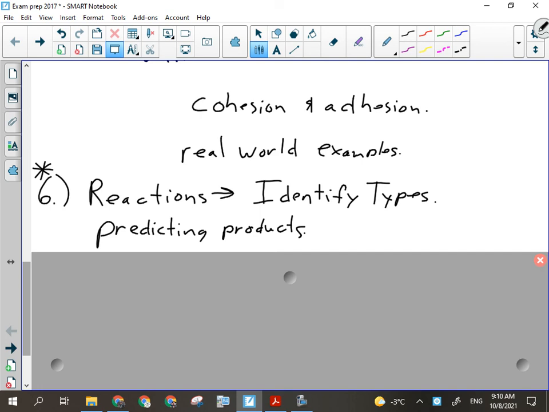Reactions. It's more than half your test in terms of marks. More than half of the test is about reactions. Being able to identify the types. There's a couple multiple choice questions where it's like, which of the following reactions is a decomposition reaction, A, B, C, or D? Just simply recall.